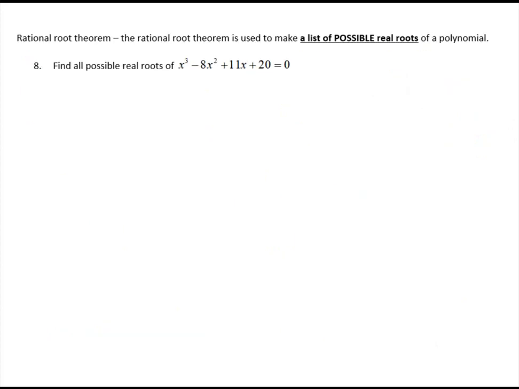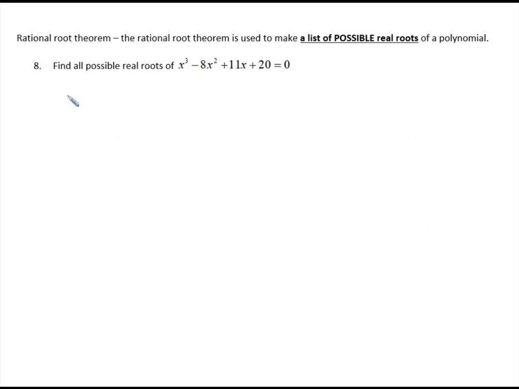Alright, so the last thing we're going to talk about in this lesson is the rational root theorem. The rational root theorem is used to make a list of possible real roots of a polynomial. I'll talk more in detail about what this list is used for and why we use the rational root theorem in the next lesson. Right now, today, we're just going to focus on how we make this list of real roots.